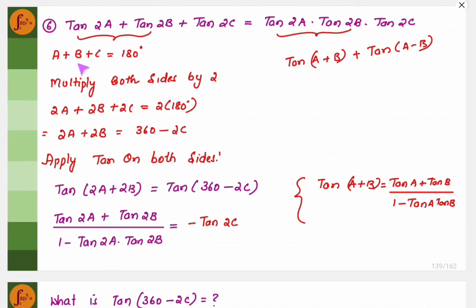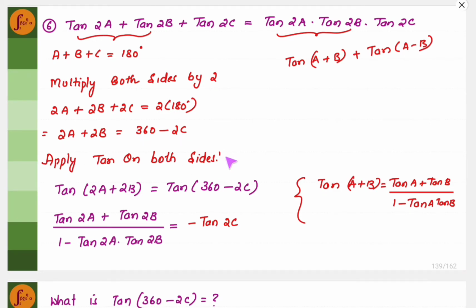We will take A plus B plus C is equal to 180 degrees, because it's told in the problem that A plus B plus C is 180 degrees. Now we need 2A here. How do we get 2A, 2B, 2C? We multiply this entire thing by 2. So we'll get 2A plus 2B plus 2C is equal to 2 into 180, which is 360 degrees. We can write this as 2A plus 2B is, shifting 2C to this side, 360 minus 2C.